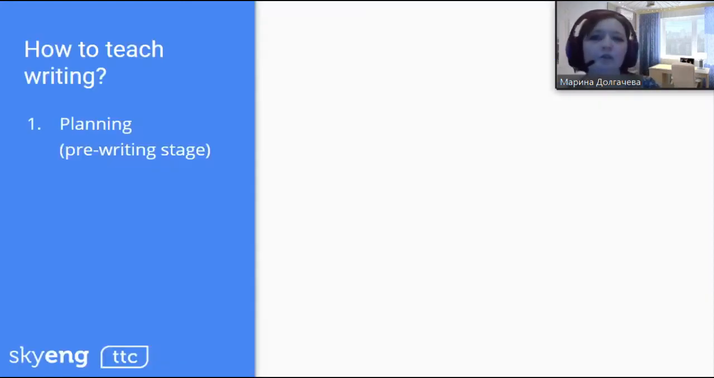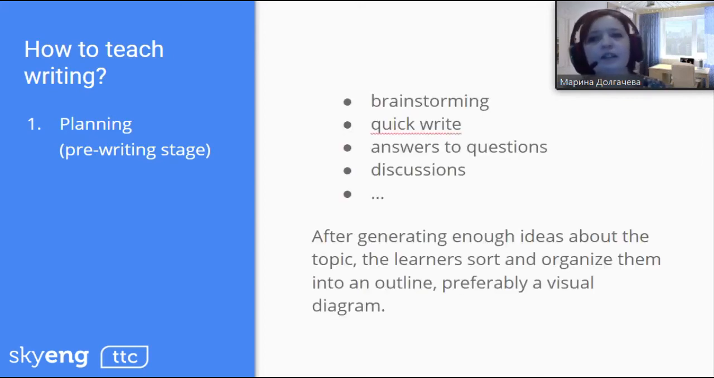So first of all, we need to teach our students to plan their writing. It is impossible to have a good piece of writing without planning it in advance. And that is what we call the pre-writing stage. Here, different activities can be used, starting from brainstorming. The student can write some ideas, make a list of them, or you can discuss some questions, anything.